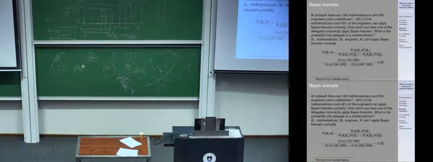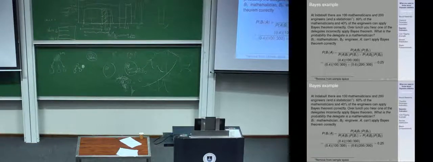Okay. So I thought I must do an example, just because it's funny. So at the Indaba X, there are 100 mathematicians and 200 engineers and 1 statistician. Okay, 2, because Peter's here. But we'll take the statisticians out, and we'll just assume there's 300 people. How many people are there? Did they say anything? I wasn't here this morning. About 300? We'll just make an assumption.